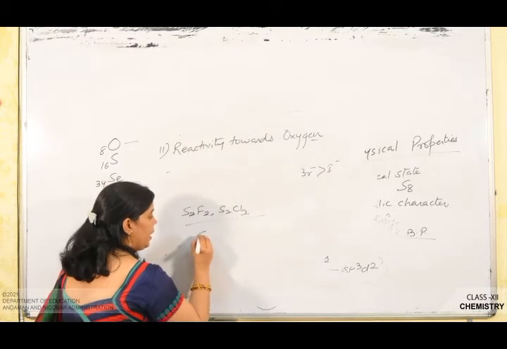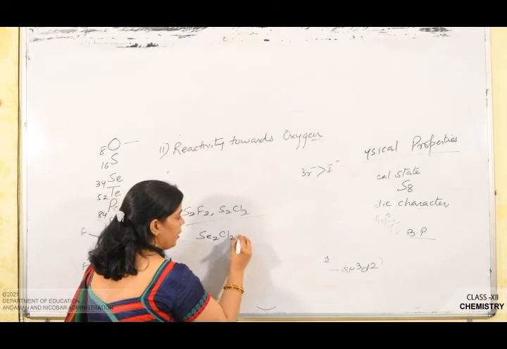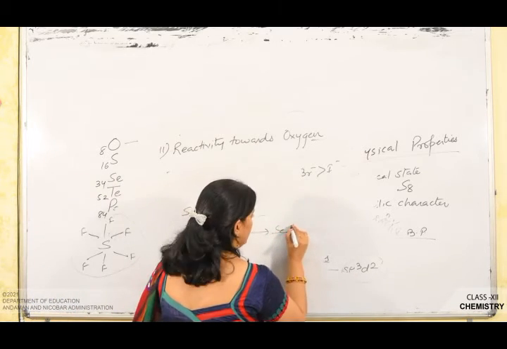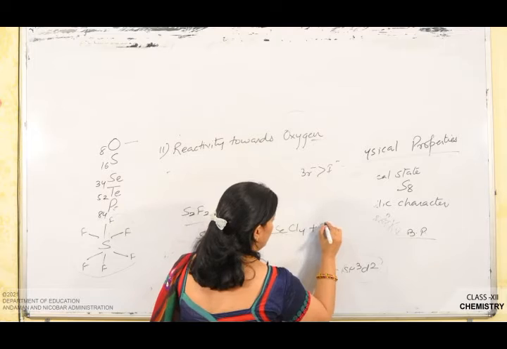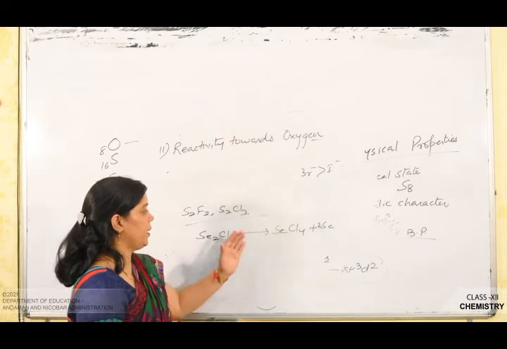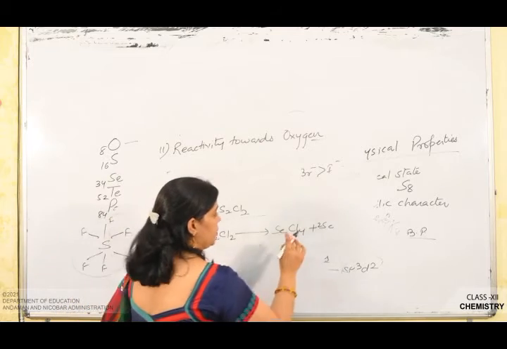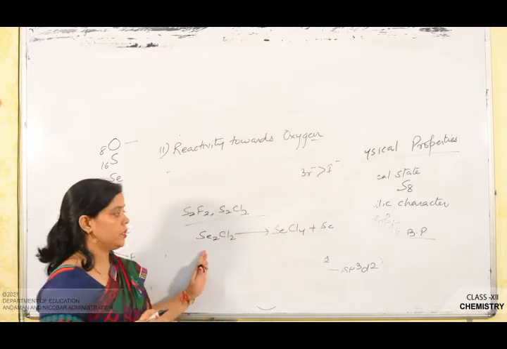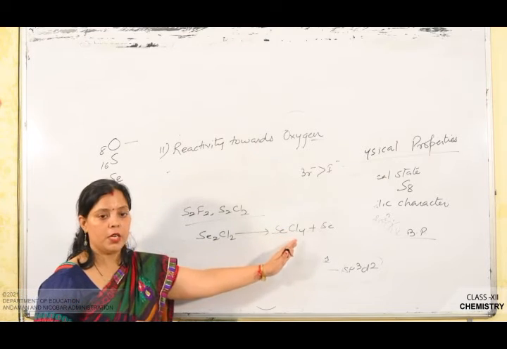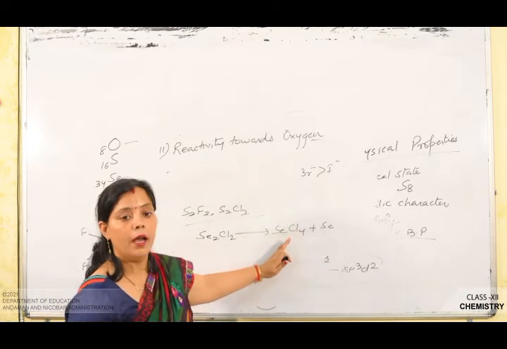That is, when Se2Cl2 undergoes the disproportionation reaction, it gives SeCl4 plus Se. In this way it undergoes the disproportionation reaction. The monohalide, after this disproportionation, gives the tetrahalides.